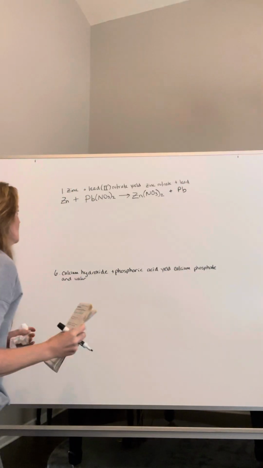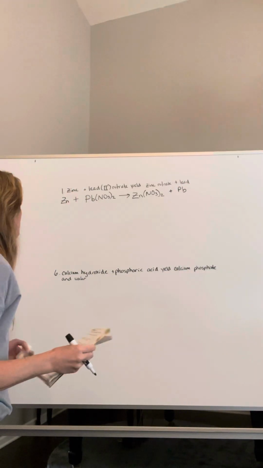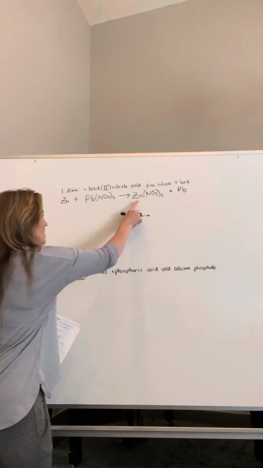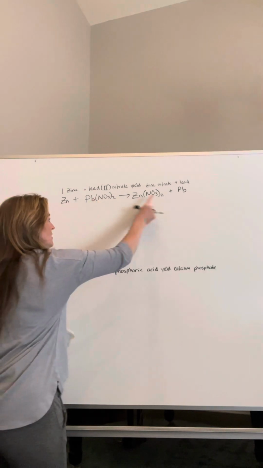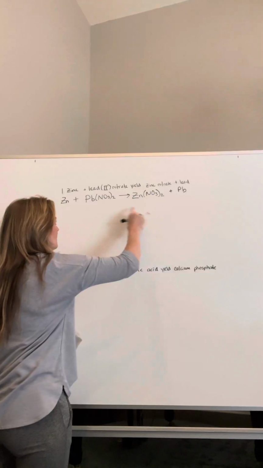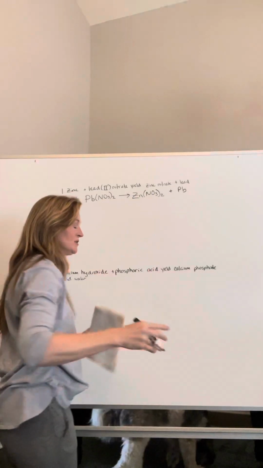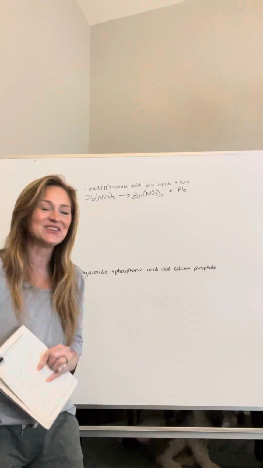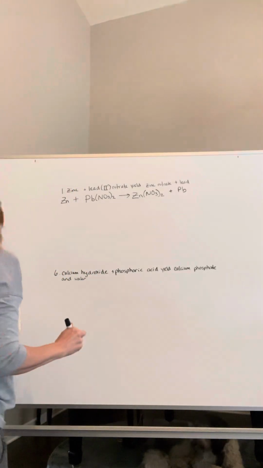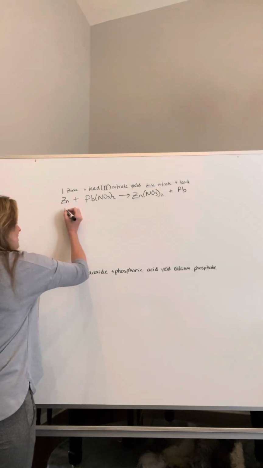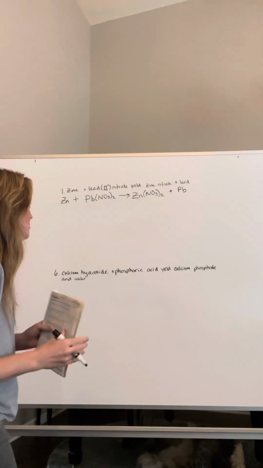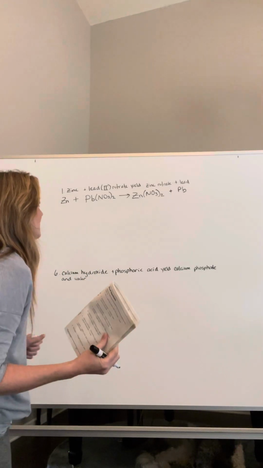Okay, so now I'm going to look at balancing, okay? I've got 1 zinc here, 1 zinc here, 1 lead here, 1 lead here. And I've got 6 oxygens, 6 oxygens, 2 nitrogens, 2 nitrogens. It's already balanced. I don't have to do anything else. Awesome. So this right here is the word equation for number 1. Zinc plus lead 2 nitrate yields zinc nitrate and lead.